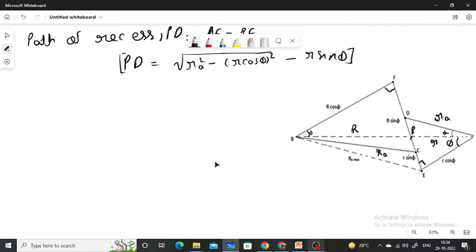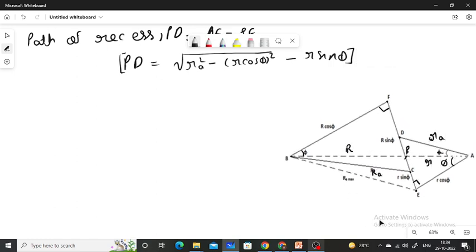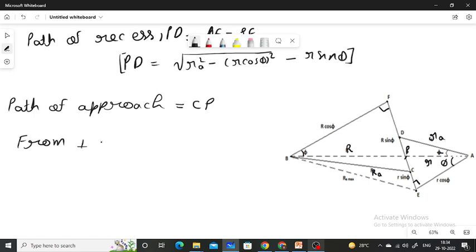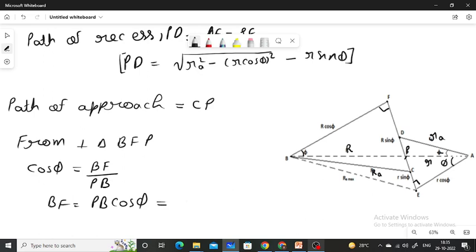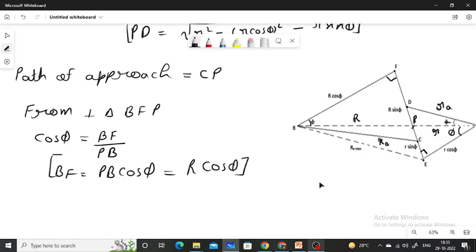Now path of approach. The path of approach is equal to C to P. From right angle triangle BFP, cos phi is equal to BF upon PB, or B to F is equal to PB cos phi. PB is the radius of pitch circle of wheel. So B to F is equal to R cos phi.